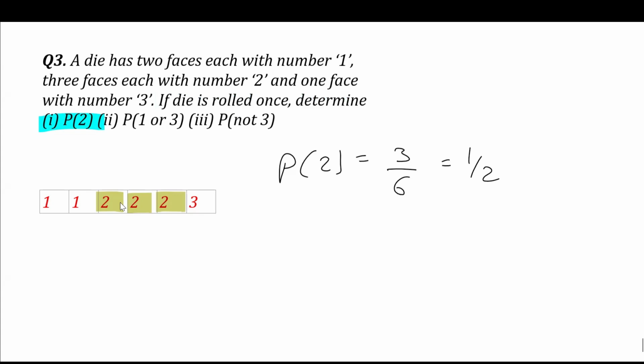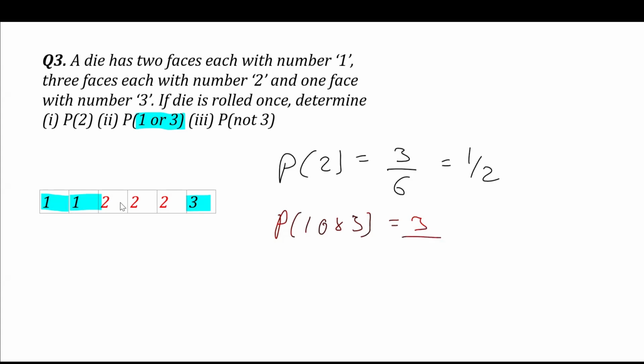Now if I read the second part, probability of getting 1 or 3, either 1 or 3. So the probability of getting 1 or 3 will be what? Right, there are 3 faces again, for favorable, and total is 6. So again it is half.